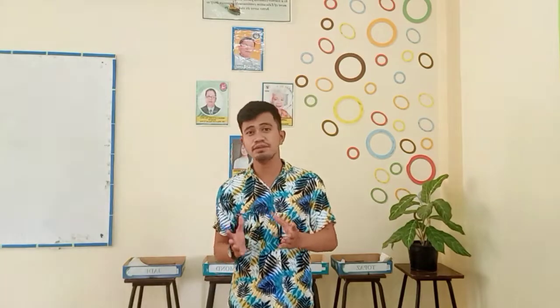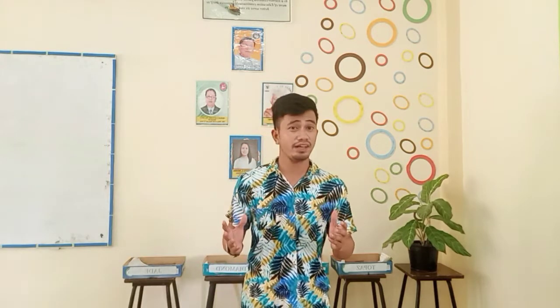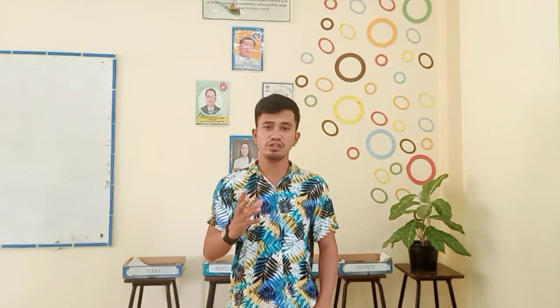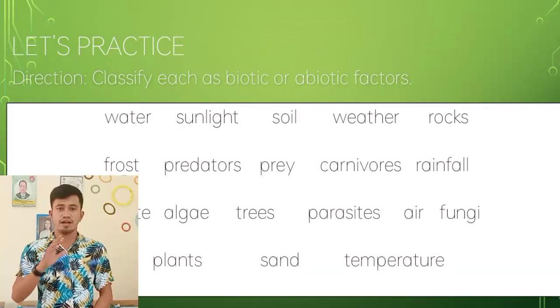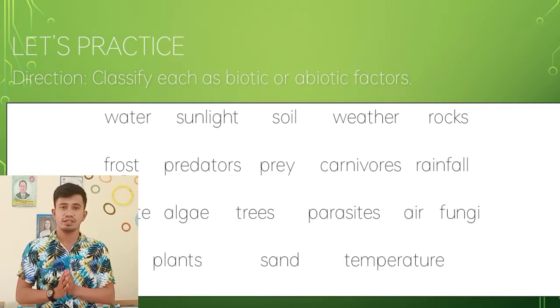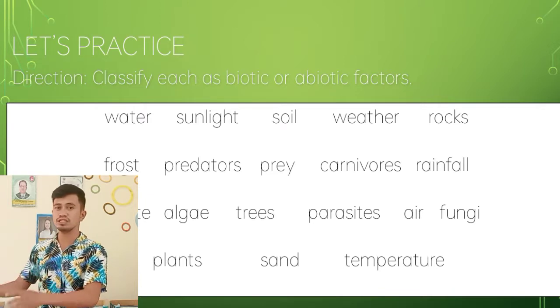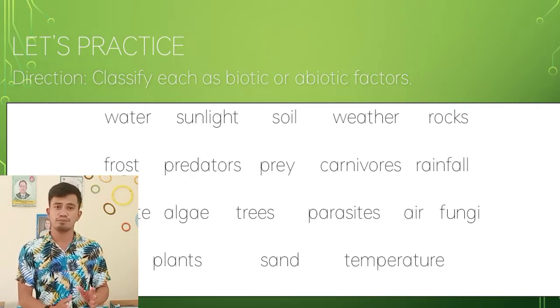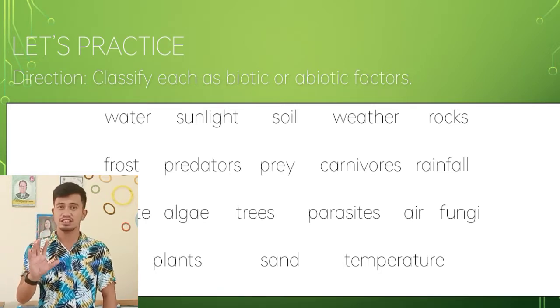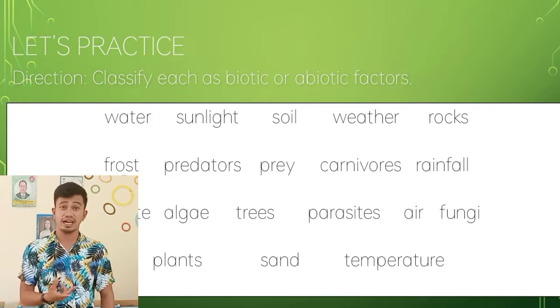So we will determine if you have learned something from what I have discussed a while ago. Let's practice a short activity. The direction is we are going to classify each as biotic or abiotic factors. I have here jumbled words, and what you are going to do is to classify if the word belongs to biotic or abiotic factors. Within 3 minutes, we are going to check your activity.